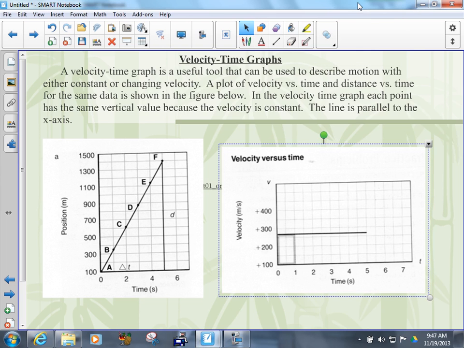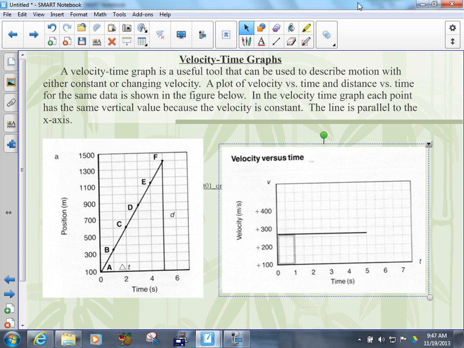Okay, now that I've got the graphs I want, these 2 graphs are showing exactly the same thing. Why do they look different? One's a position versus time graph. The other's a velocity versus time graph. The one on the left is showing the position of the object at various points in time. Now, looking at the shape of this graph, what is the object doing?